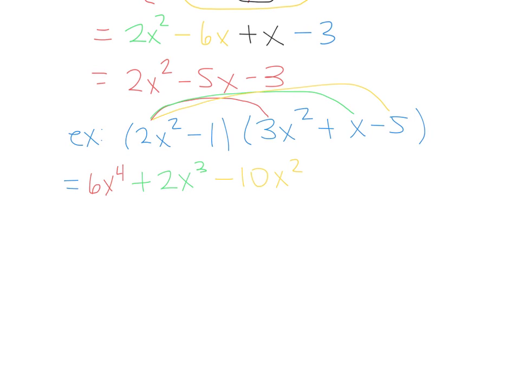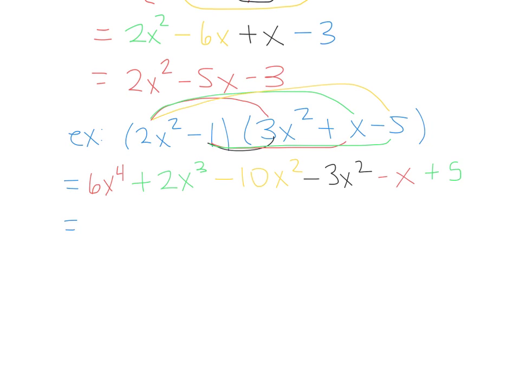So we're done with that 2x squared. We've multiplied that term by all of the terms in the second polynomial. So now we go to the negative 1. So negative 1 times the 3x squared, we get a minus 3x squared. And negative 1 times the x, we get a minus x. And negative 1 times negative 5, we get positive 5. Negative times negative is going to give us a positive. So there's all the terms.